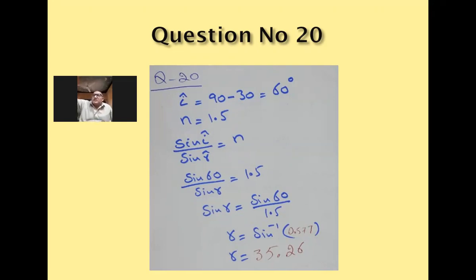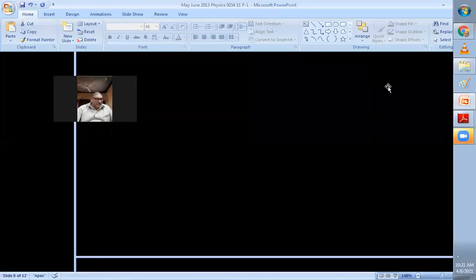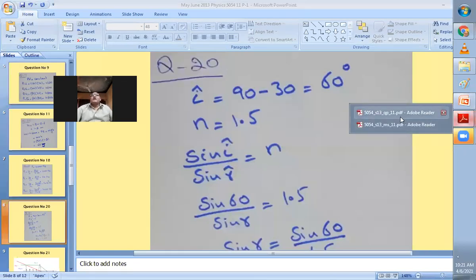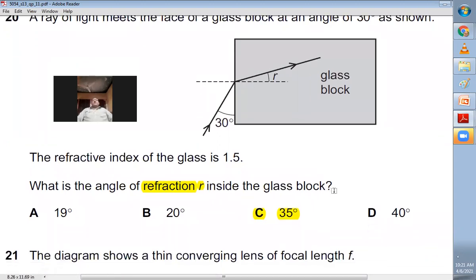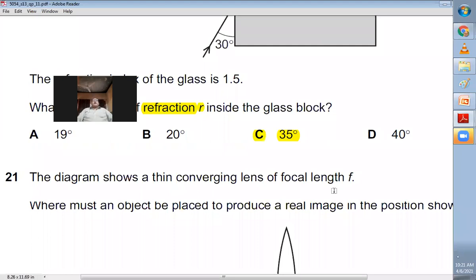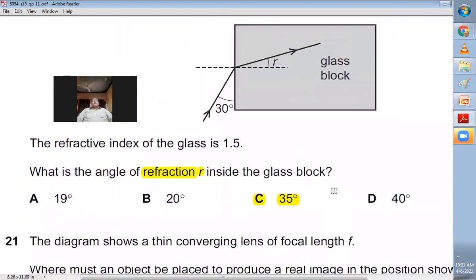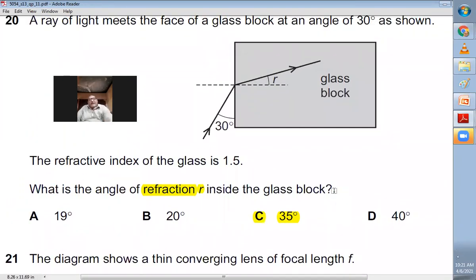35.26. So I can find out this answer. 35 something is the answer. So you can see question number 20. The answer is C.